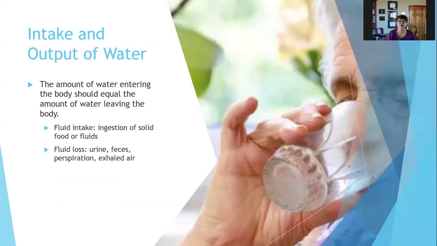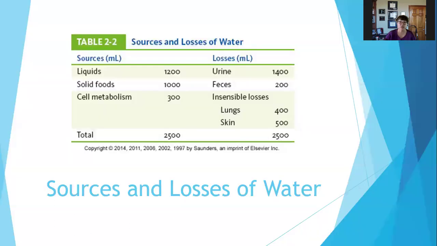So we should have a pretty equal amount of intake and output of water. So the amount of water entering the body should equal the amount of water leaving the body to keep that balance. So most of our fluid intake is from the ingestion of solid foods or fluids. And most of our fluid loss is through urine and feces, with some loss from perspiration and exhaled air. So another one of my favorite little green and white tables.